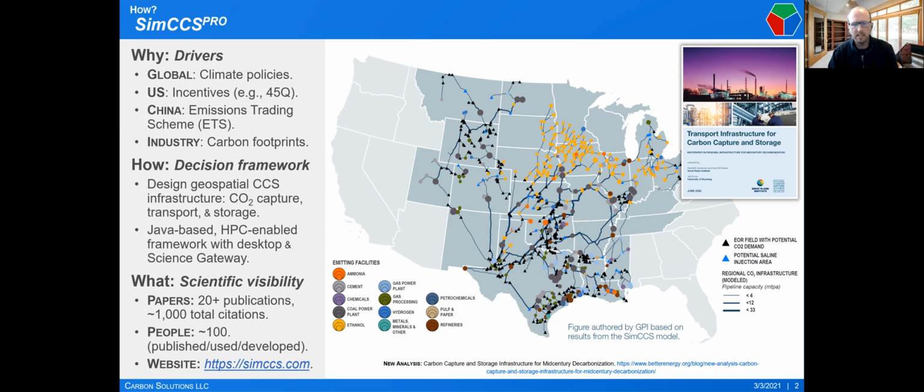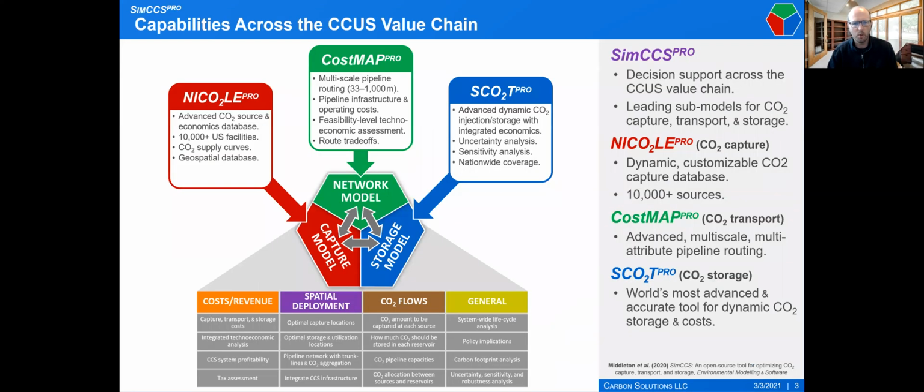At the bottom left, you can see the visibility that we've generated for the SCO2T Pro toolset. On the right-hand side, you're looking at the kind of image that we have worked with partners to generate, in this case with the Great Plains Institute for their report on transport infrastructure for carbon capture and storage. We can deploy SimCCS Pro on a very large scale to understand where and when we should capture, transport, and store CO2. The key part of that is the storage piece, and that's where SCO2T Pro comes in.